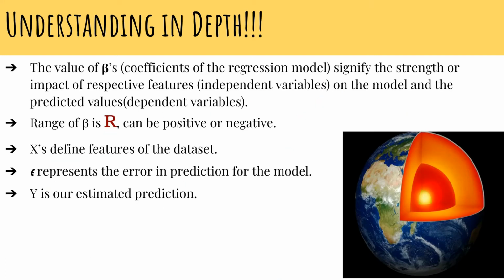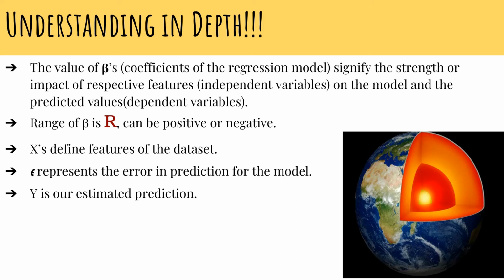Moving on further, presently we've just scratched the surface when we have talked about multiple linear regression. Let's try to dive deep into it and get to the core of it. Now, beta, as we know, is our coefficient parameter. Now, what is the range of beta? What does it actually imply in our data? The range of beta is simple.